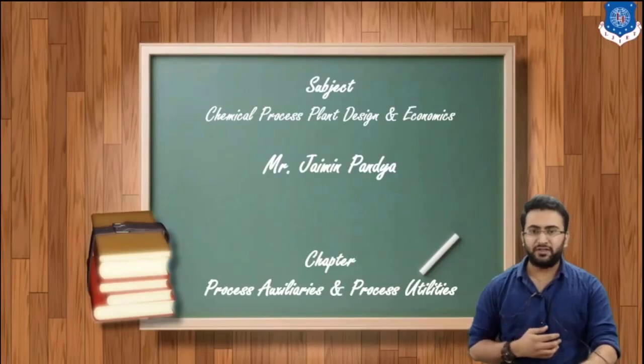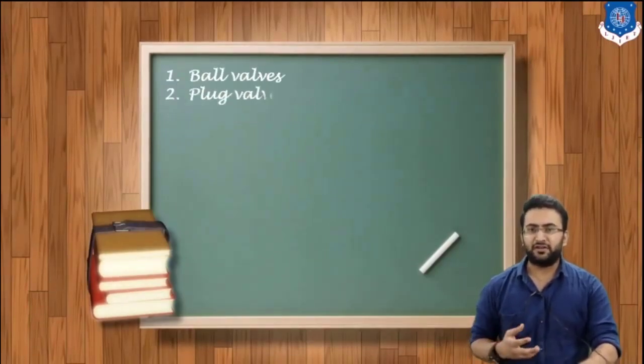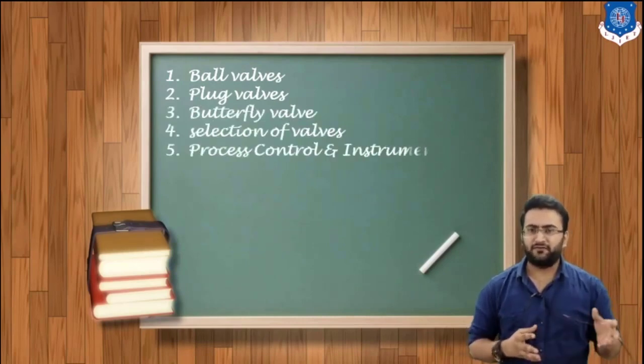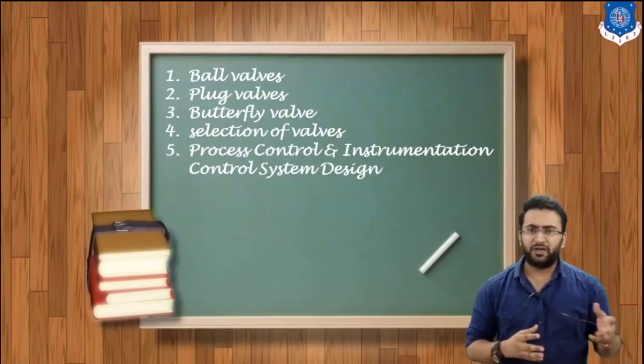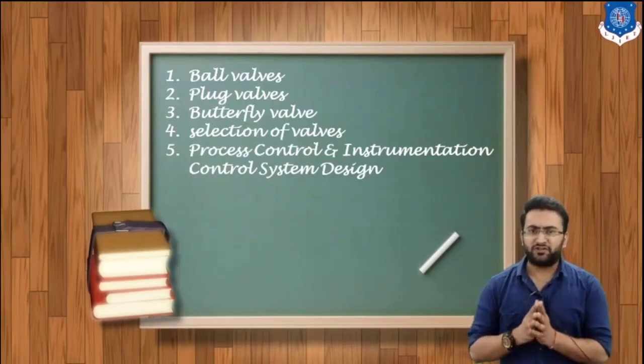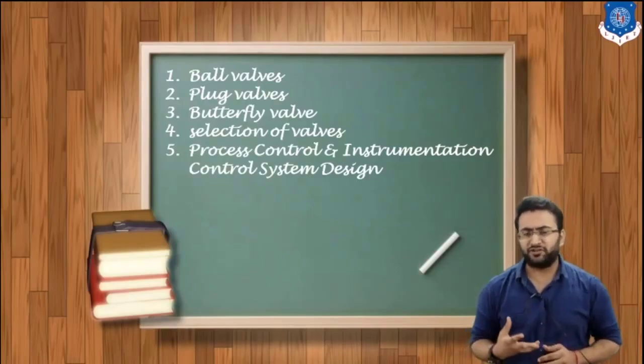So let's continue with the chapter Process Auxiliary and Utilities. In this lecture, we'll talk about the various types of valve such as a ball valve, plug valve, butterfly valve, selection criteria for various types of valve, and then we'll talk about process control and instrumentation control system design.